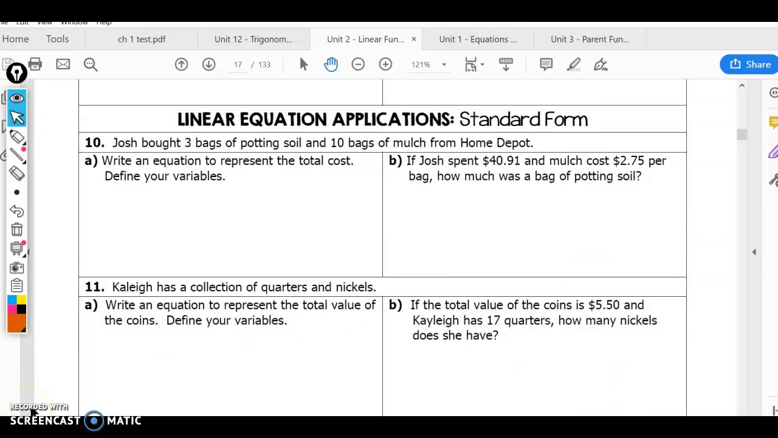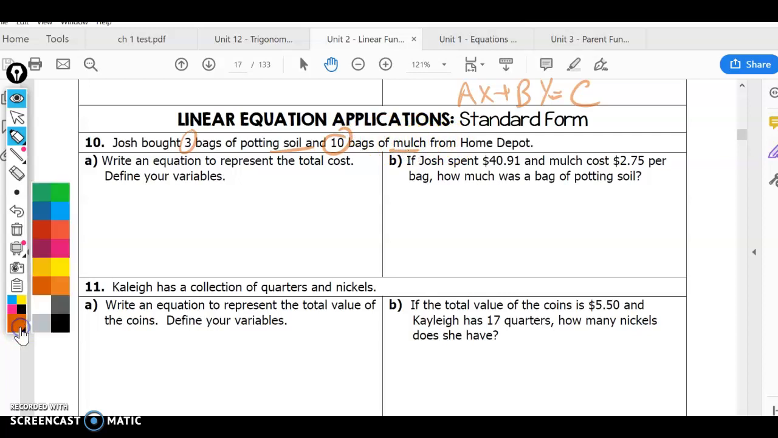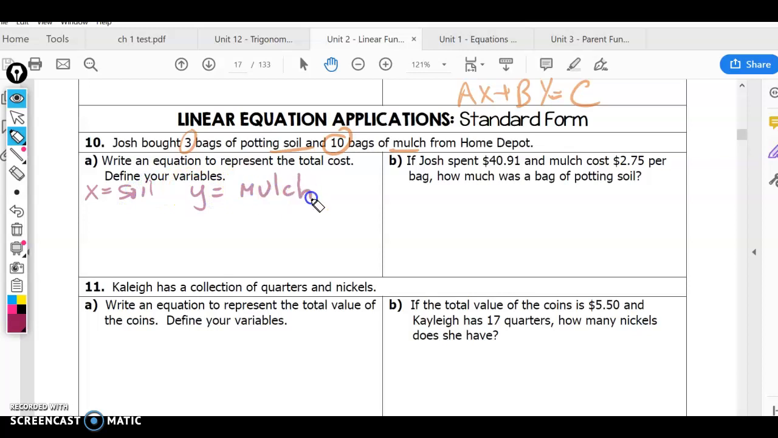We go to a linear application word problem, writing in standard form, recapping what standard form is. We have ax plus by is going to equal c. So number 10, Josh bought 3 bags of soil and 10 bags of mulch from Home Depot. Writing an equation to represent this situation and defining our variables, let's let x be the number of bags of soil and y be the number of bags of mulch.